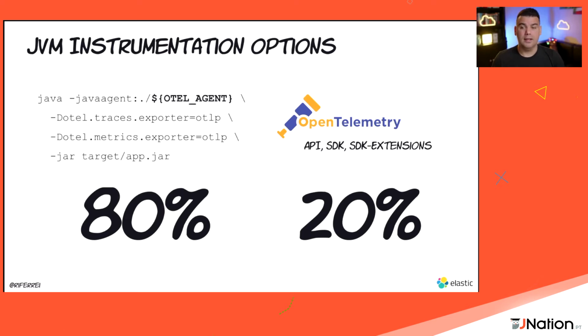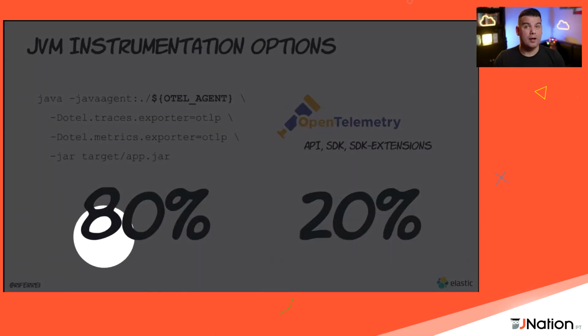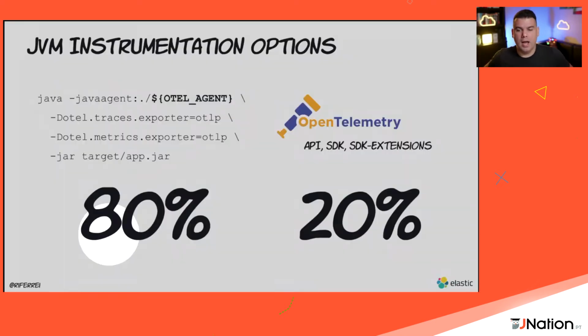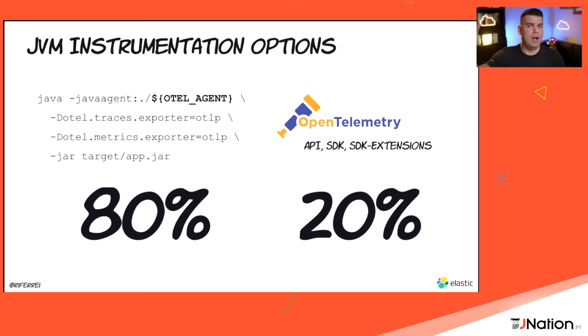Yeah, exactly. I would say that the usage of the agent represents 80% of all the Java developers, because it's handy and simple. It provides a very seamless experience in how you work with OpenTelemetry. And the agent itself is open source, so just grab it and use it. You don't have to do anything else.